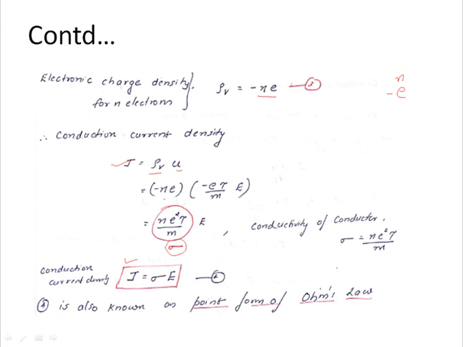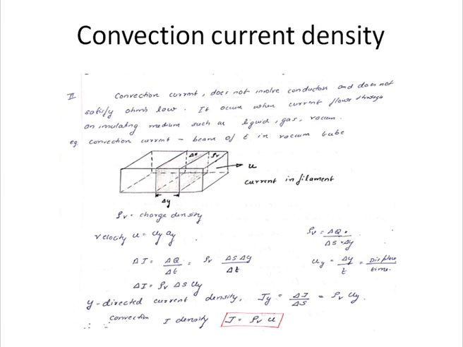So it is similar to Ohm's law, that is I is equal to V by R. Right? 1 by R is known as conductivity. Similarly, we have J equal to sigma E. So J is proportional to the electric field, and the electric field is proportional to voltage. So this is conduction current density. Let's go to convection current density.